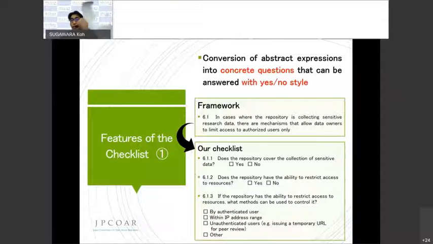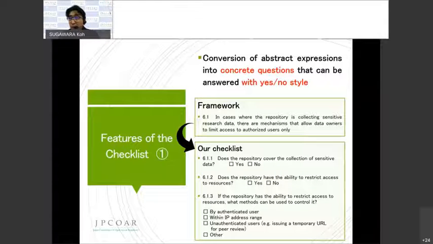Here is the checklist we created. There are 2 features. Firstly, we have tried to make the framework as concrete as possible, so that the questions can be answered with a yes or no answer. Let's look at an example.